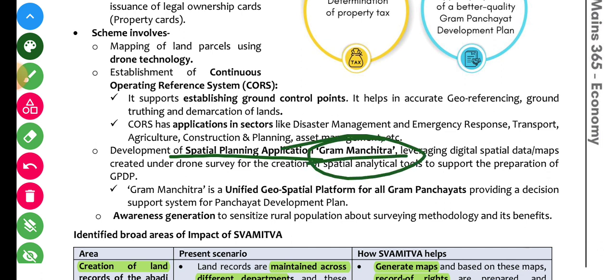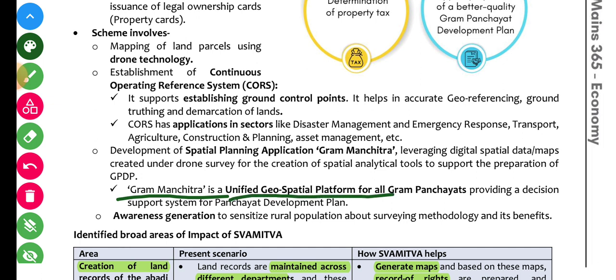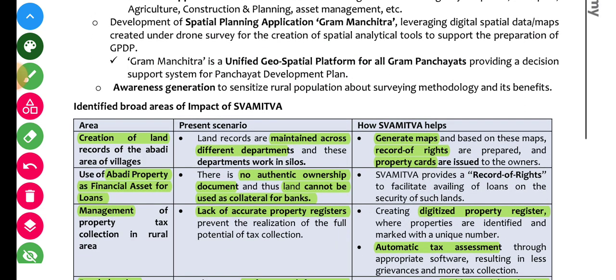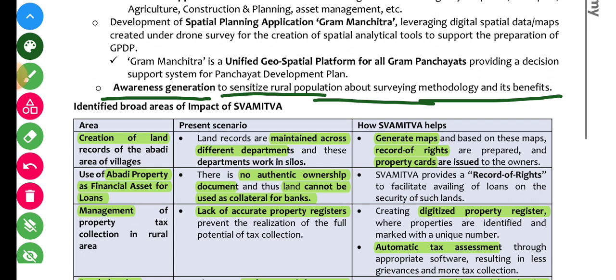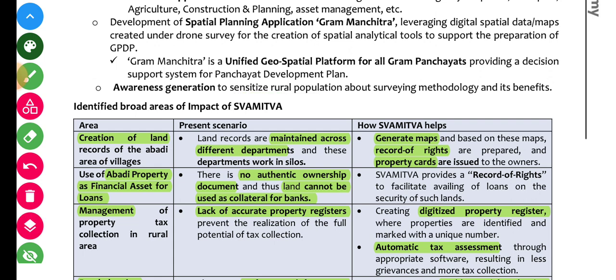So this is all about Gram Manchitra. You can address this in your answer writing. Remember this point: Gram Manchitra is a unified geospatial platform for all Gram Panchayats. Geospatial platform is an important keyword, so remember this. And next is awareness generation to sensitize the rural population about surveying methodology and its benefits. So these are some facts about the SVAMITVA scheme.